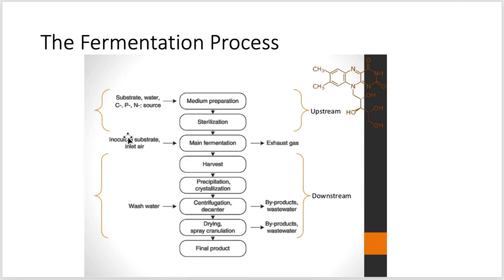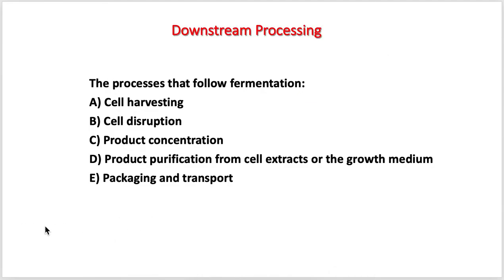Just for the recap, we already know that the total fermentation process can be divided into three parts: the upstream process, the main fermenter or main fermentation, and the downstream process. So what kind of work do we do in downstream processing? We harvest the cell, disrupt the cell, and concentrate the product during recovery of the product. Then product purification from cell extracts or the growth media, and then packaging and transport.